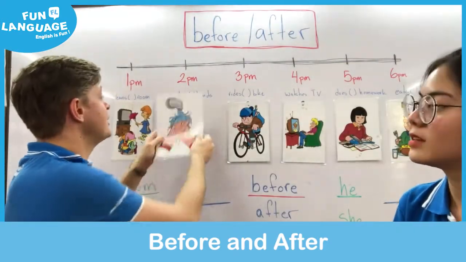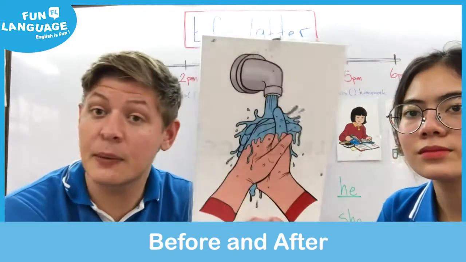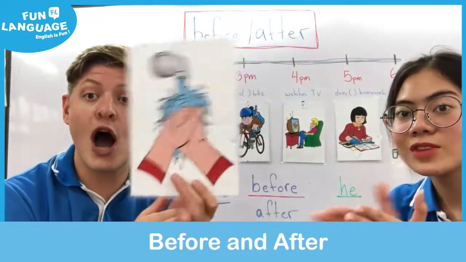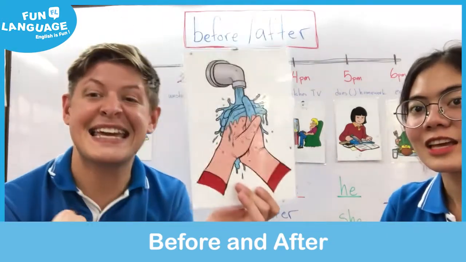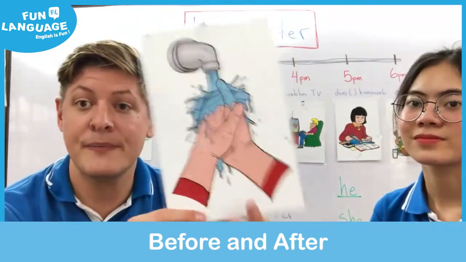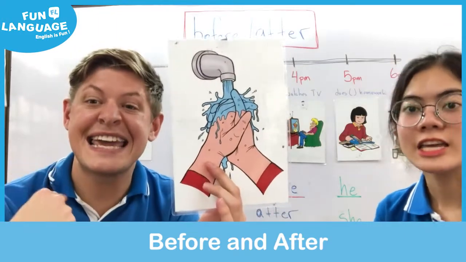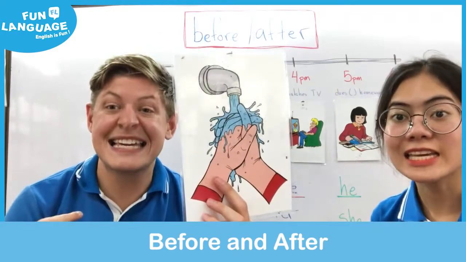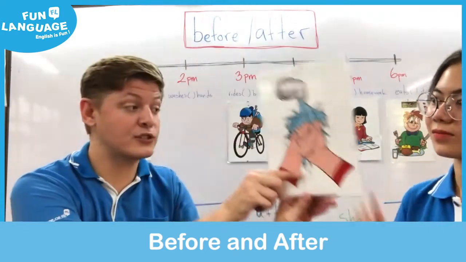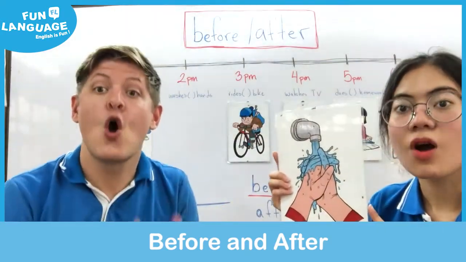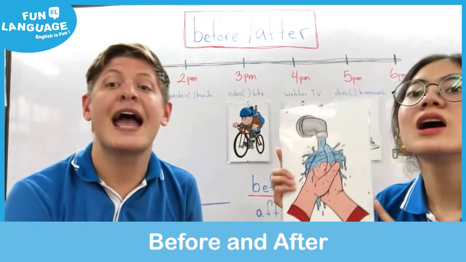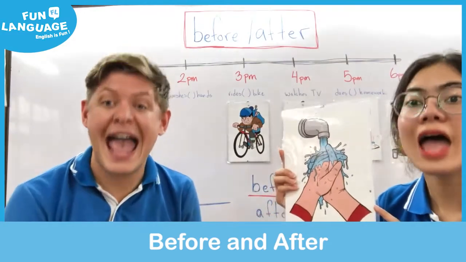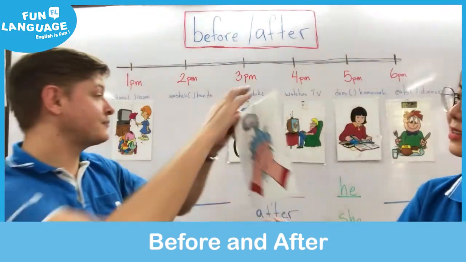Okay, our next vocabulary. It's something we all should be doing quite a lot. It is washes his hands. Ready? Washes his hands. One more time. Washes his hands. Now, if it was with teacher Lila, what would we say? Washes her hands. One more time. Washes her hands. Very good.